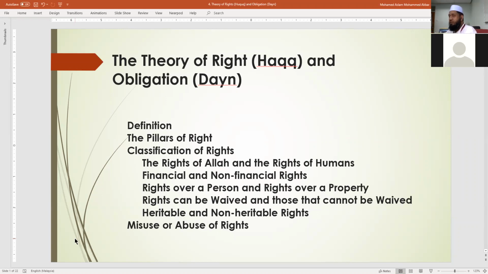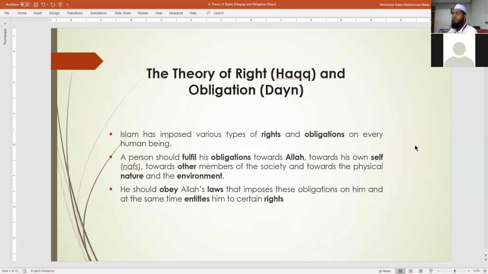Finally, once we finish talking about classification, we're going to start talking about the abuse of rights, because there are so many rights. At the same time, there's a possibility of abuse. That's what we're going to talk about, misuse or abuse of rights. So to start with, let us talk about the definition first. And before that, we need to know that there are various rights and obligations. First of all, I would like to make it clear what exactly a right is and what exactly an obligation is.